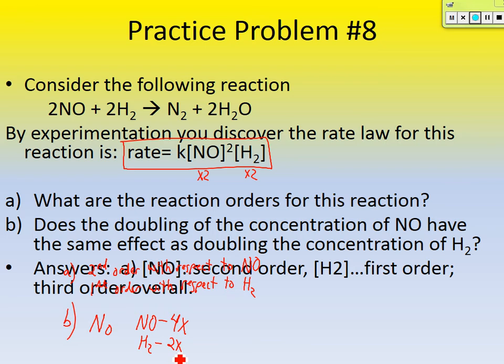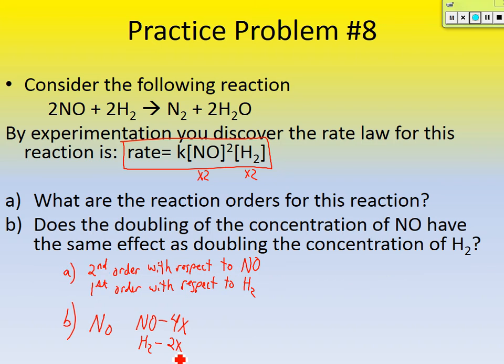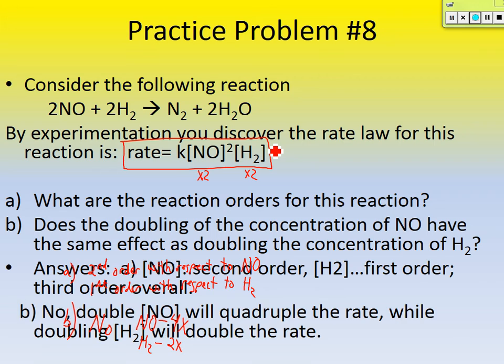Okay, let's see if we got it right. Kind of wrote over the top of that, but yes. Oh, overall, we didn't do that. What order is this reaction overall? 2 plus 1 is what? 3. So it would be third order overall. And yes, we got part B right. Okay. Making sense? I hope so.